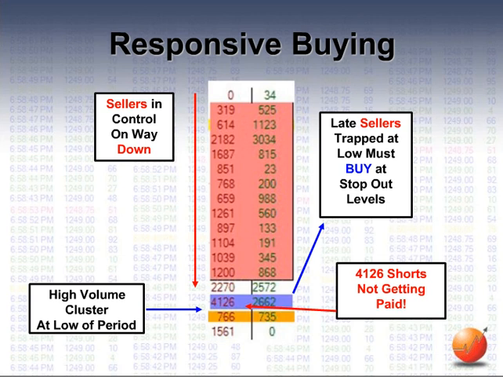Get antsy. And what happens is these sellers that come in late, these are not the guys that are in the money. They're out of the money. And they get trapped down there, right? And we'll start to see those shorts come out. If you're short, the only way to get out of the market is to go long or to buy.